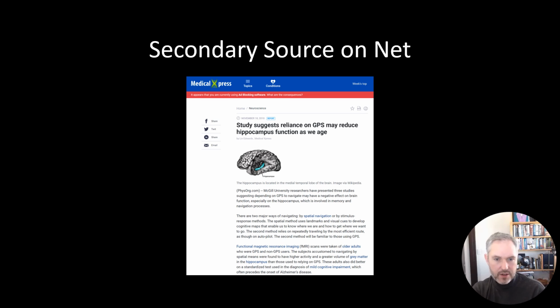And this is a good secondary source, Medical Express. What it does is it aggregates news and research articles from published and verified scientific research, and it turns them into more accessible stories that people can learn from. And it's not fake news, it's not misinformation. Or is it?